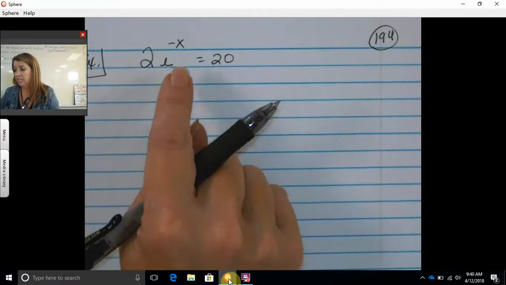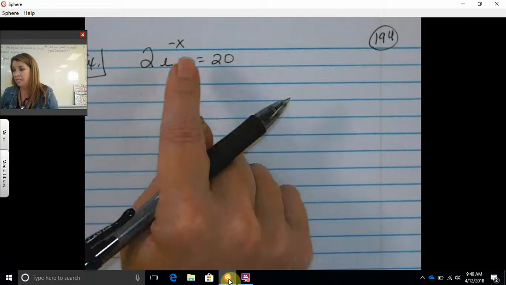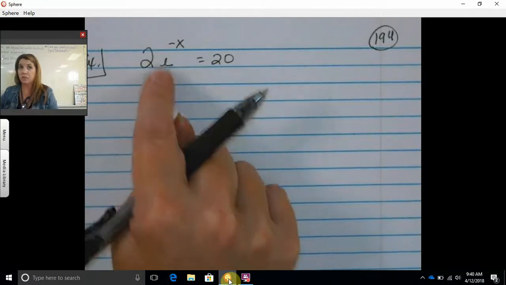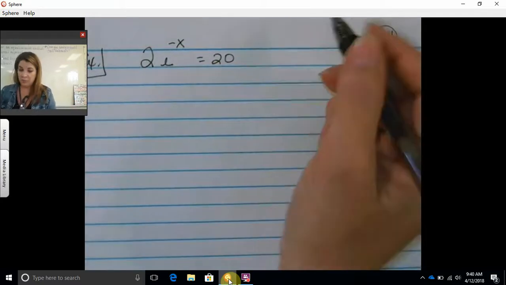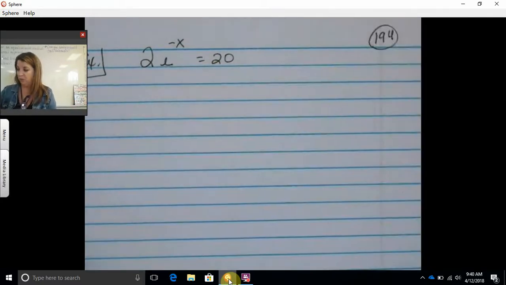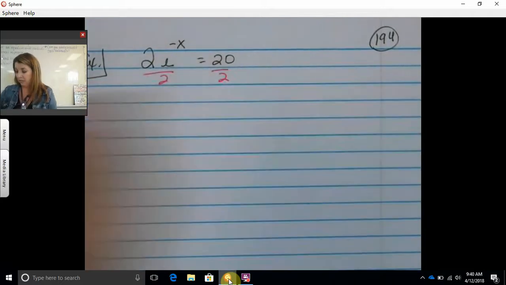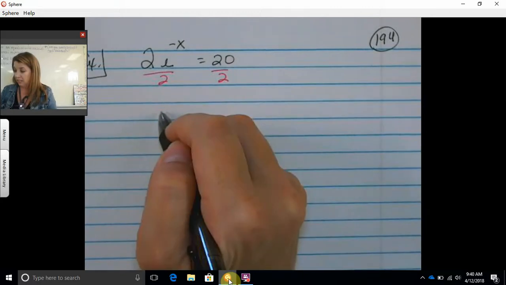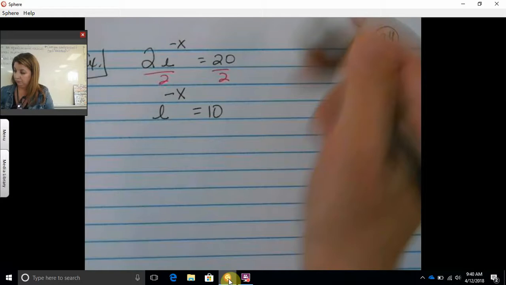Okay? A lot of kids think that this is exponential form, but it's not, because this base has a different exponent than e does. If there was parentheses around it, that'd be one thing, but there's not. So to get it in exponential form, we're going to have to do what? Divide by 2. And remember, you can't convert it to logarithmic form until it's in exponential form. So that's going to give me e to the negative x equals 10.